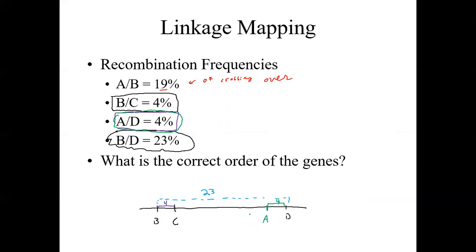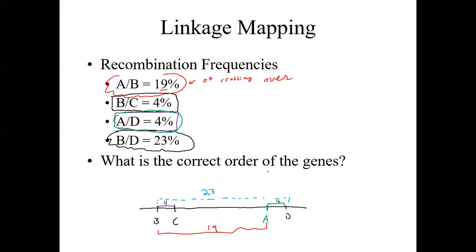So here's my genes. I'm going to double check this a couple of different ways. So let's figure this out. What other pieces of data do we have? Well, it says A and B are 19 apart. So I'm going to go and double check this. So if these are 19 map units apart, we know that 4 map units apart are going to be A and D. So what's 4 plus 19? It's going to be 23. And that is a correct order.